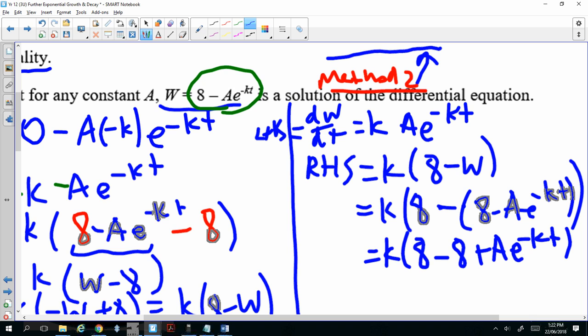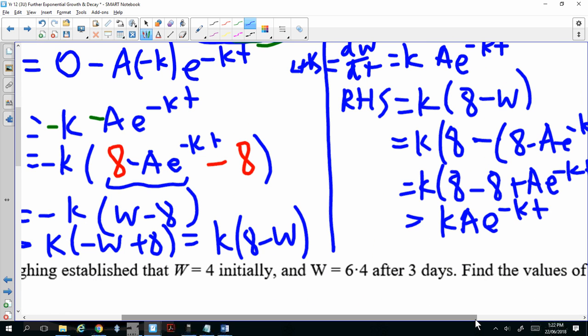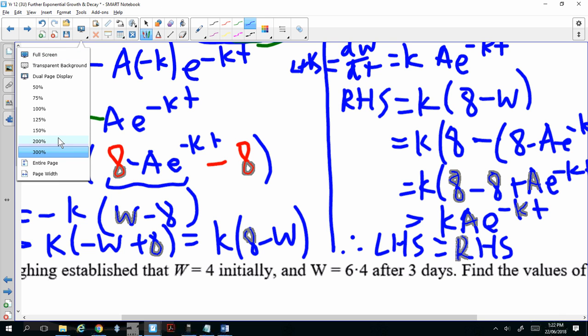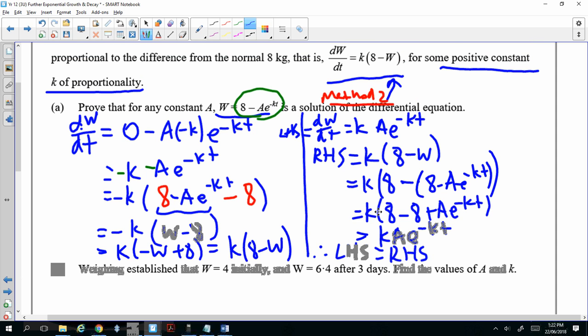And then you can say, therefore, left-hand side equals right-hand side. So you may prefer this approach. If the first one's a bit hard to see, you can prefer this approach. Okay? All right, I think that's it. Okay, good. Any questions? Okay, no question. Okay, let's move on to the next bit.